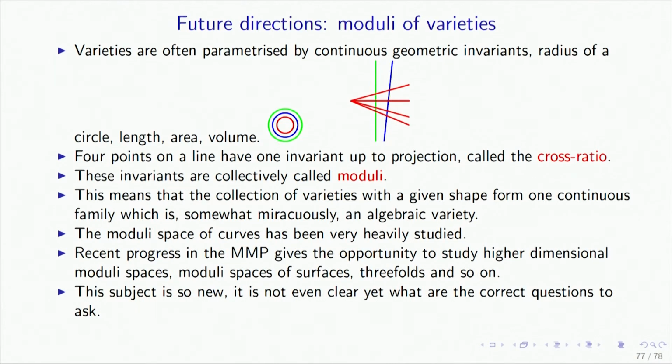But the thing that's very surprising and very interesting is that that family is in itself an algebraic variety defined by a bunch of polynomial equations. And so the moduli space of curves is being very heavily studied. It's one of the most heavily studied objects in mathematics. Recent progress in MMP gives us the opportunity to study the moduli of higher dimensional things like surfaces, threefolds, and so on. To be honest, this subject is so new, we don't even know the questions to ask yet. The only questions we've been asking are the ones we've asked about the moduli space of curves. I think we can do more than that, but that's future progress, I hope.